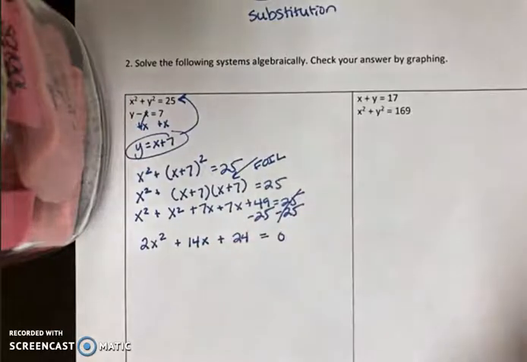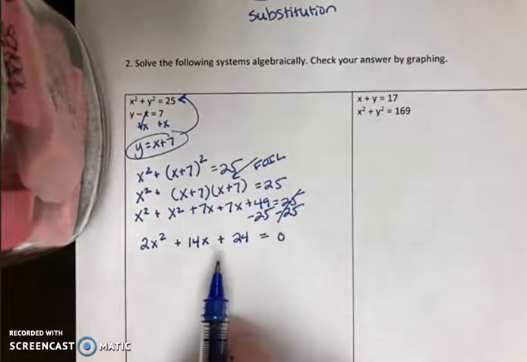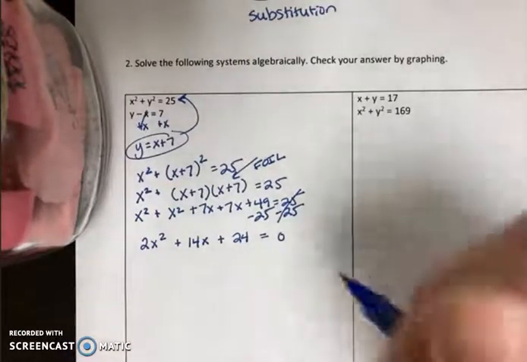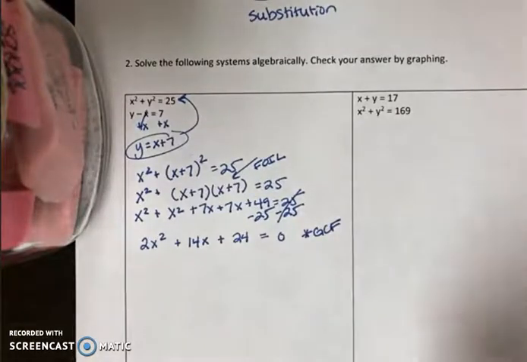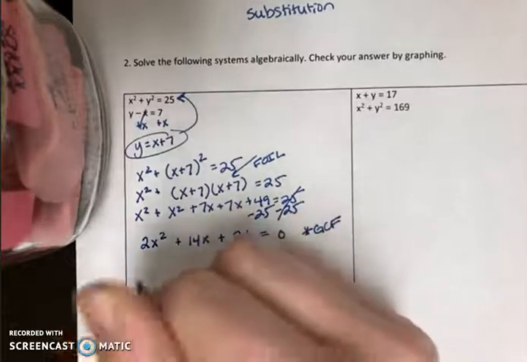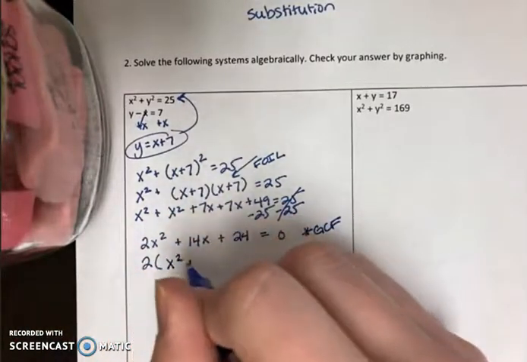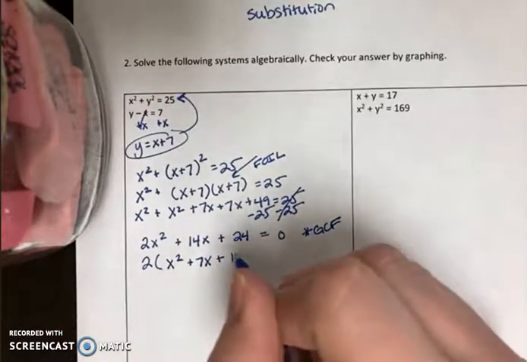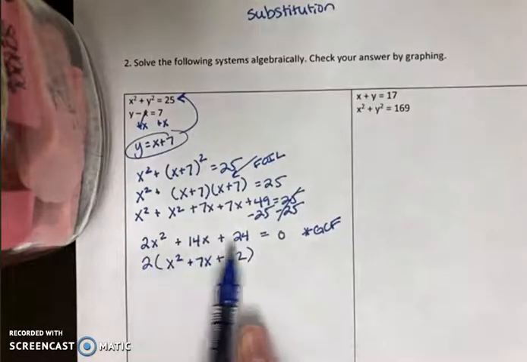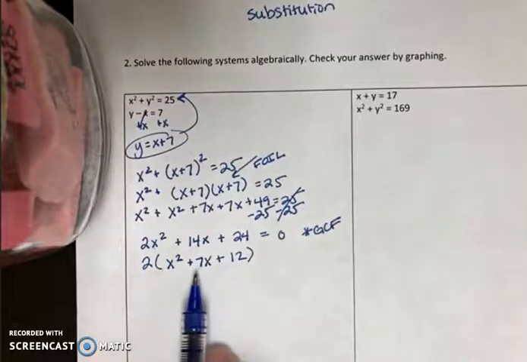and equals 0. What you would like to do at this point is try and factor. Remember, before you factor, you need to check for a GCF first. Looking at these terms, I do see that there is a GCF of 2, so I'm going to go ahead and pull it out. Remember, what goes in the parentheses would be each term divided by the GCF. So that's how I got this right here, the x squared plus 7x plus 12.